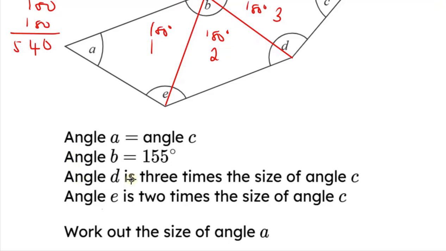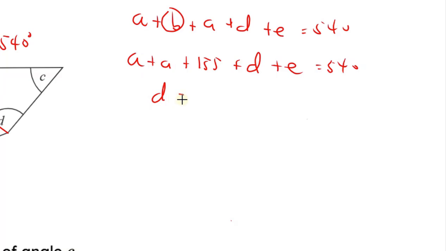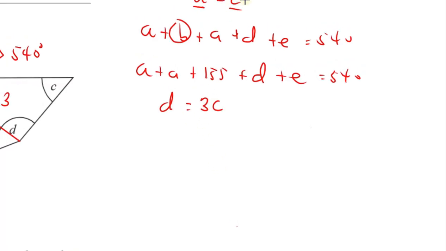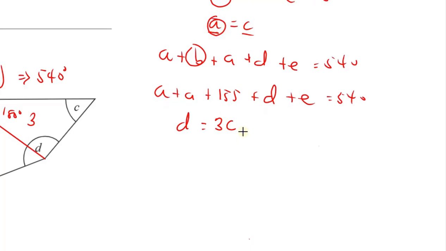Then we also know that angle D is 3 times the size of angle C. So D is equal to 3 times C. But what is C? Anytime I see C, I can replace it with A. So this is the same as 3A. So I'm going to replace D with 3A. So it means I have A plus A plus 3A plus 155 plus E is equal to 540.